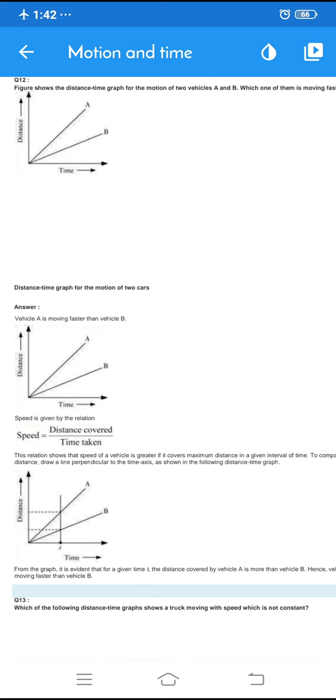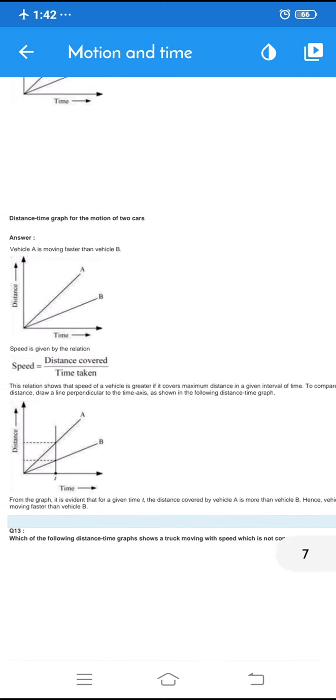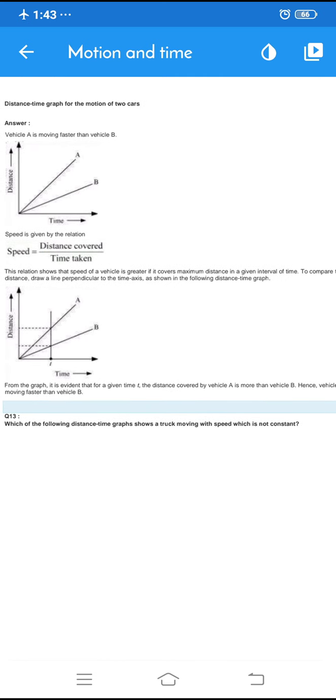Look at the distance-time graph of the two vehicles A and B. Distance is along the y-axis and time along the x-axis. Vehicle A is moving faster than vehicle B. Look at the diagram, you can see it easily. Vehicle A is moving faster than vehicle B with respect to time. Speed is given by the formula distance traveled divided by time taken. This relation shows that the speed of the vehicle is greater if it covers more distance in a given interval of time.